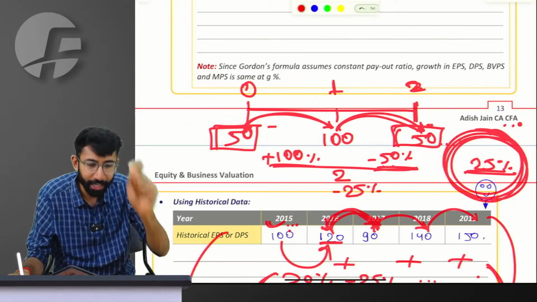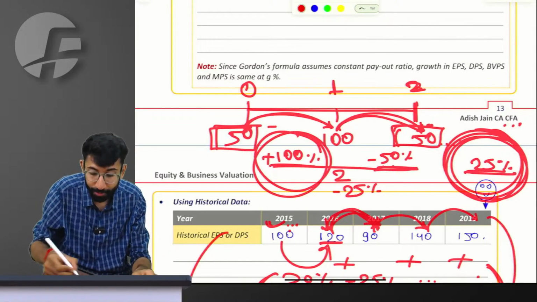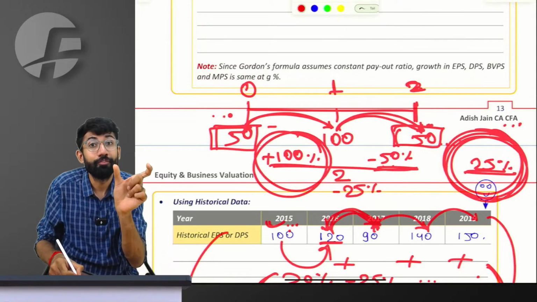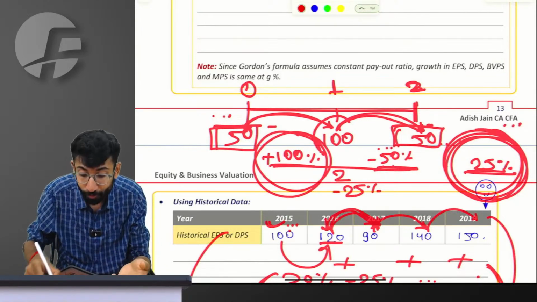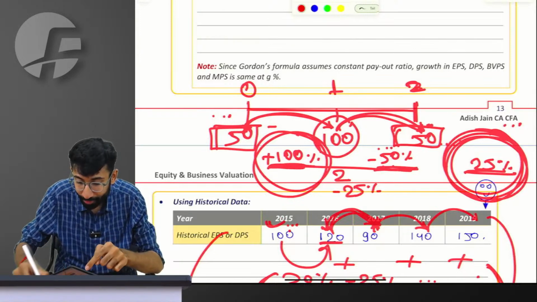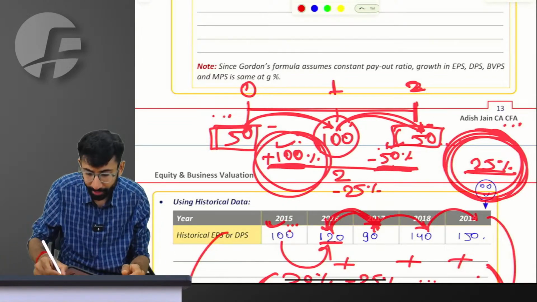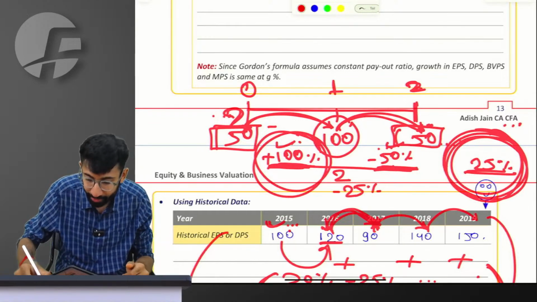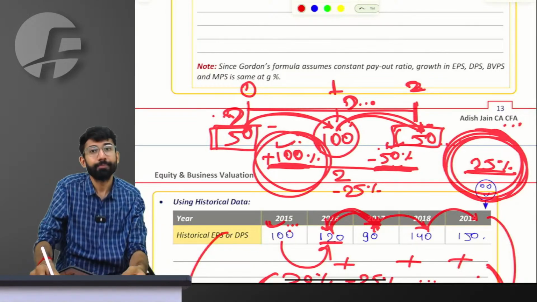Why is this happening? I will teach you. When you say my dividend has grown 100%, it has grown on a base of 50. But when you say it has fallen by 50%, it has fallen on a bigger base of 100. While doing the average of 100% and 50%, you missed that part. That 100% is the growth on what amount, and 50% is a degrowth on what amount.